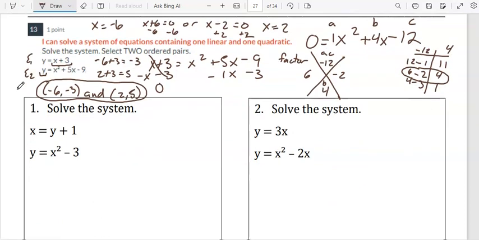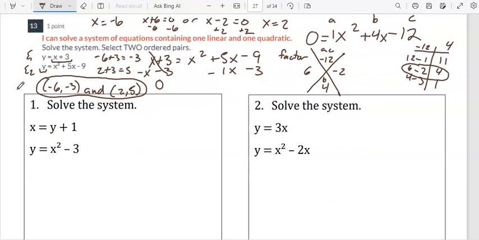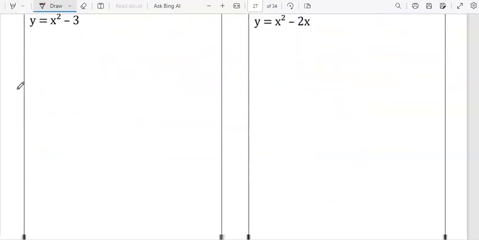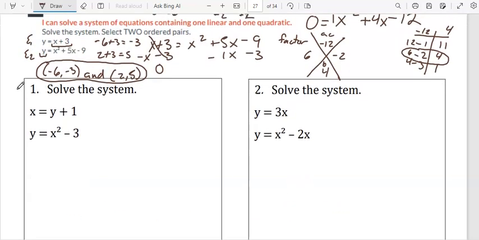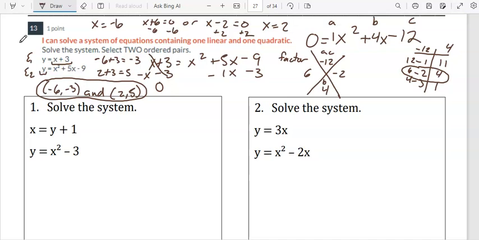Now try these two problems. Once you've worked them out, check them, and then move on to the next skill.